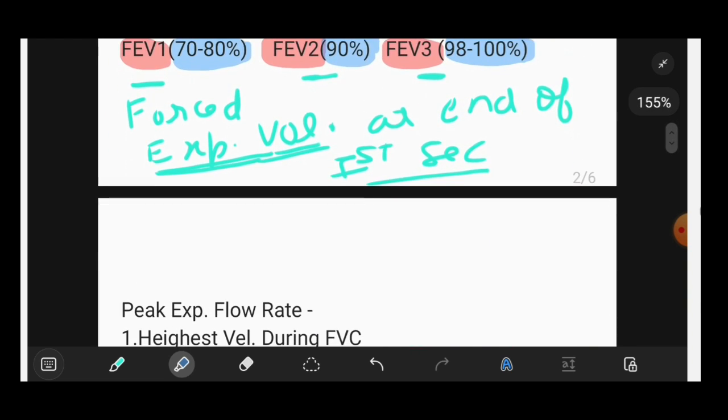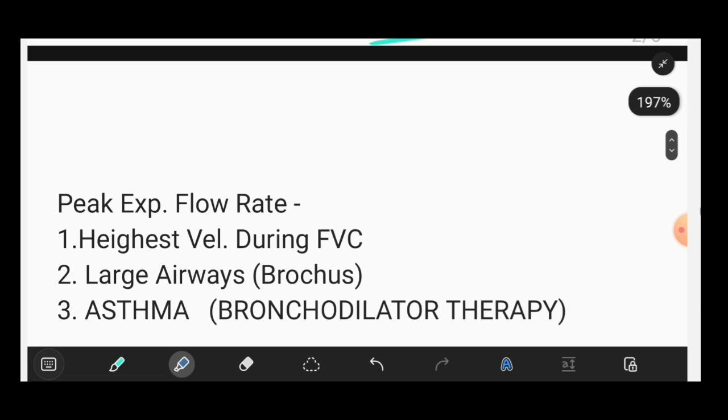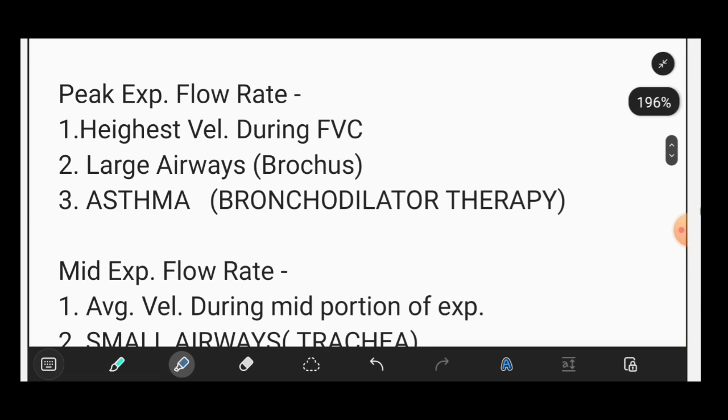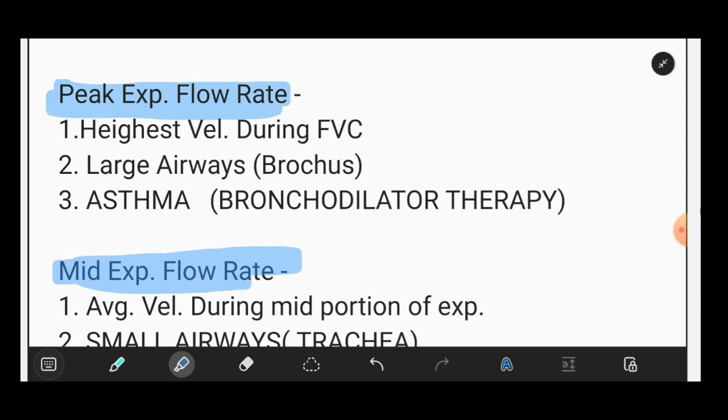So now, there are two types of expiratory flow rate guys. One is the peak expiratory flow rate and another is the mid expiratory flow rate. So guys, these are very important in different pathologies like asthma and COPD. These are not used for the diagnosis. These are used if we want to follow up the success of the bronchodilator therapy.